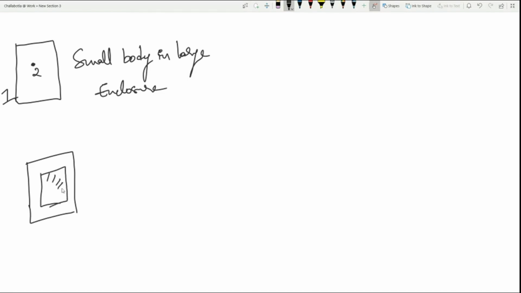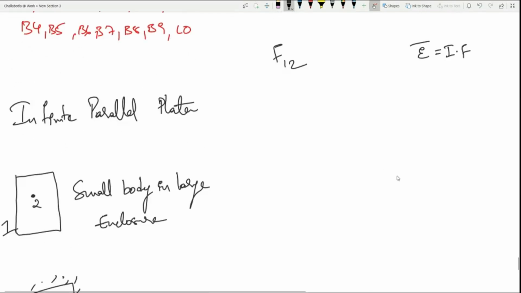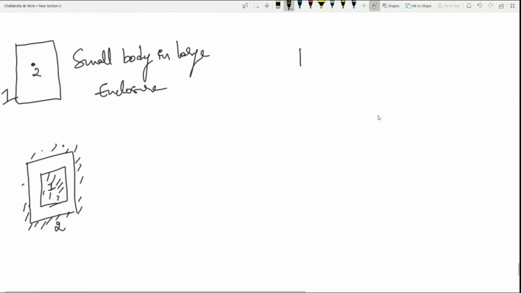This is one more case which you may have, or you may also have body in a body. This is body 1, and here outside 1 is your body 2. If this is the case, what will be your F12 and what will be your equivalent emissivity formulas? You must remember. F12 is anyways 1 in all these cases.